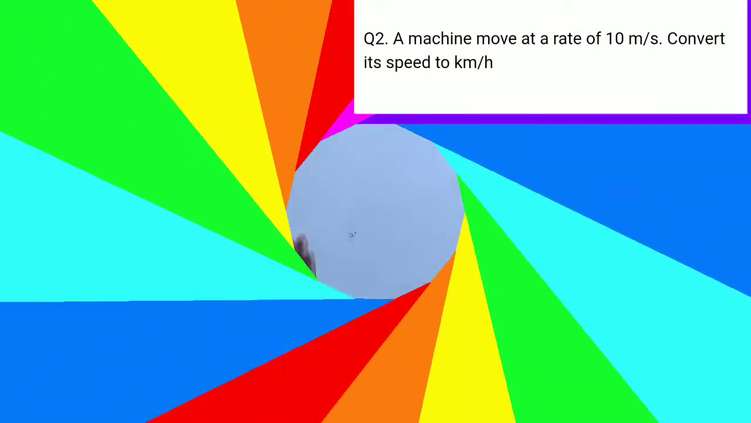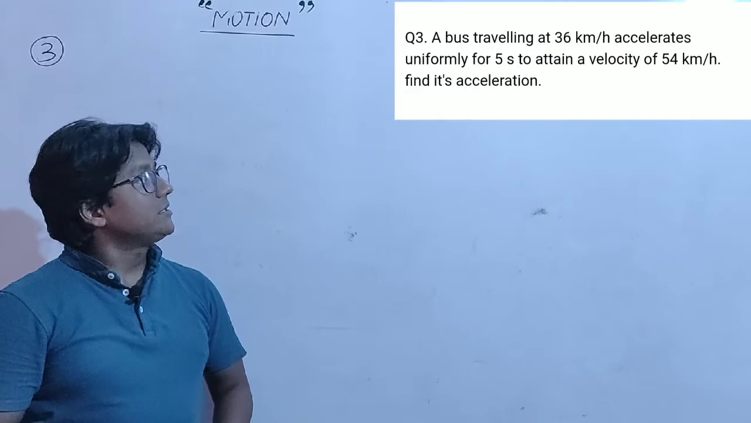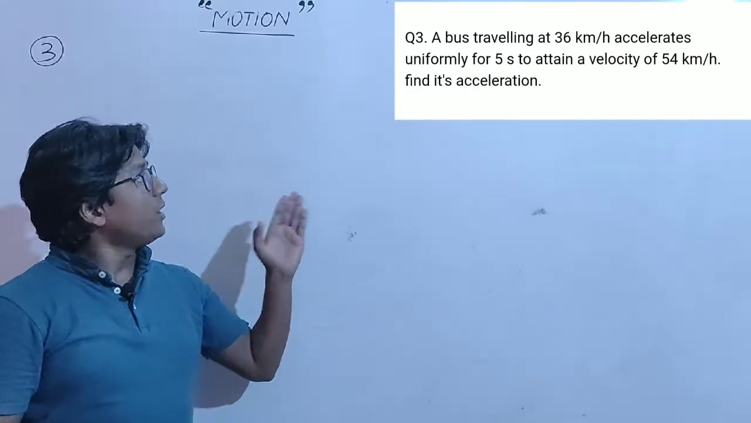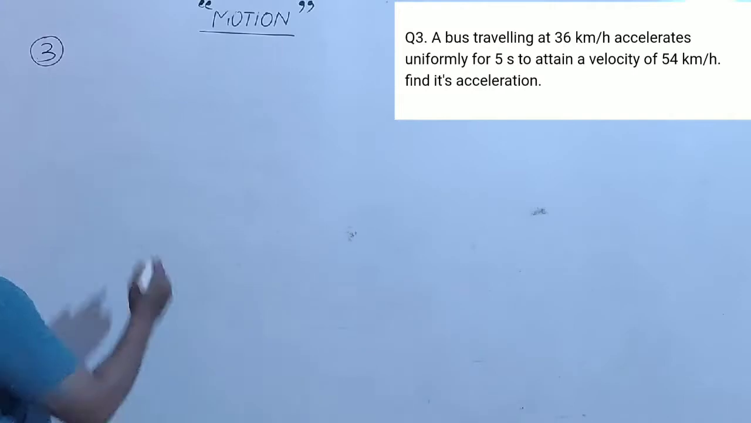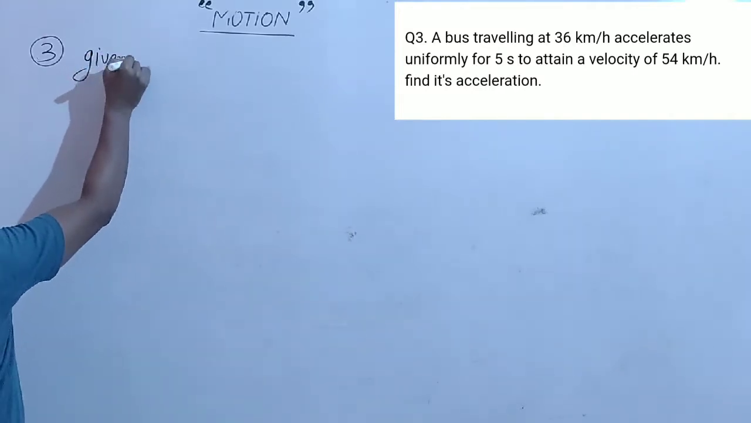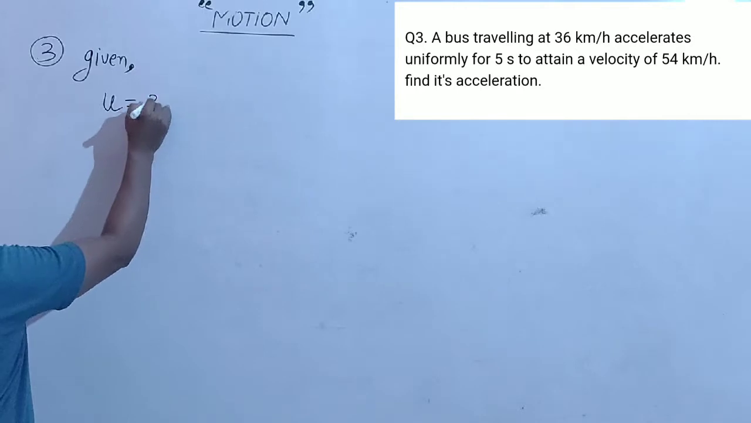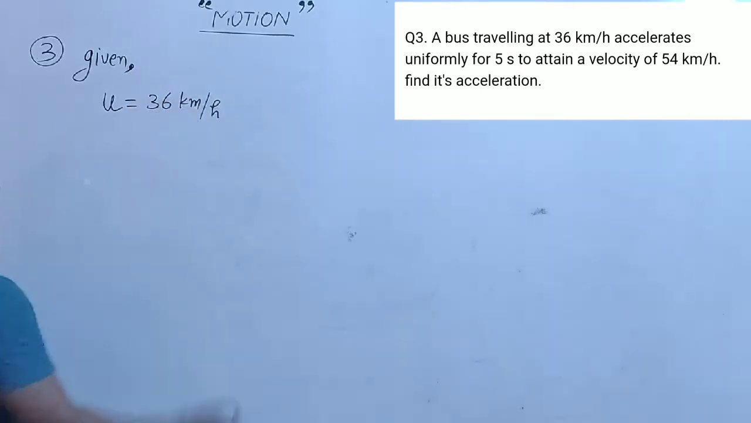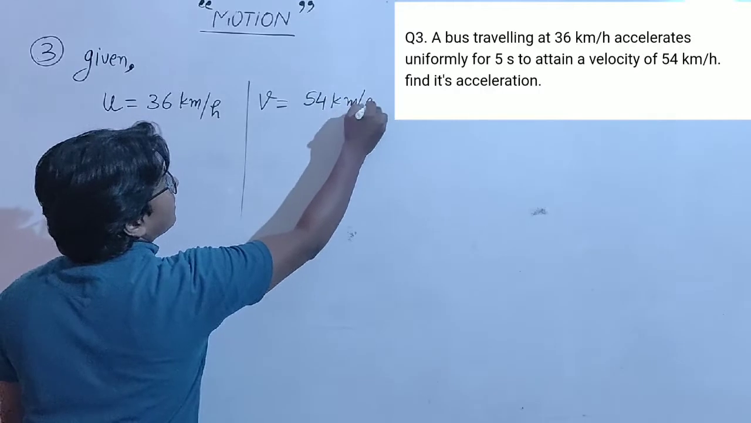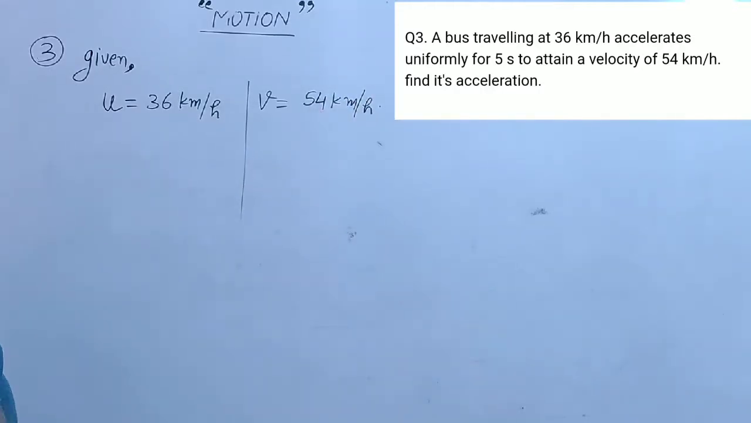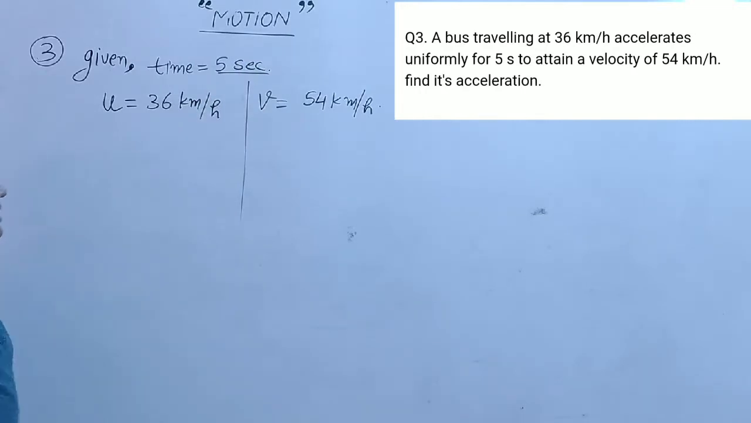Moving to our third question. Moving to the next question, that is, a bus traveling 36 km per hour accelerates uniformly for 5 seconds to attain the velocity of 54 km per hour. Find its acceleration. So we have the given data from the question, that is, the initial velocity u is given 36 km per hour and the final velocity v is 54 km per hour. Now the time is given 5 seconds. And it is asking about the acceleration.